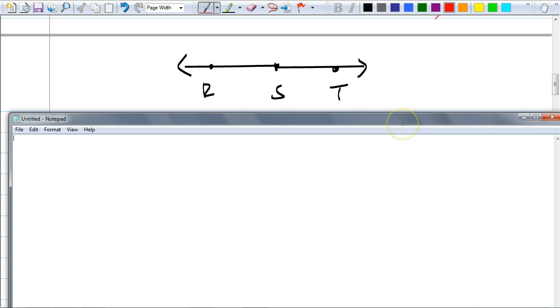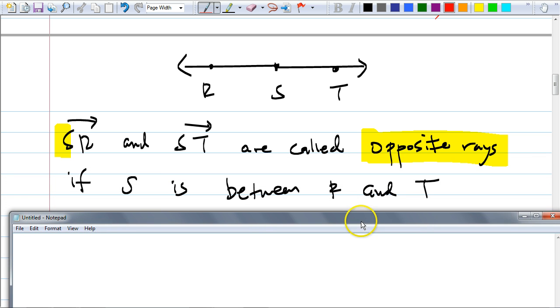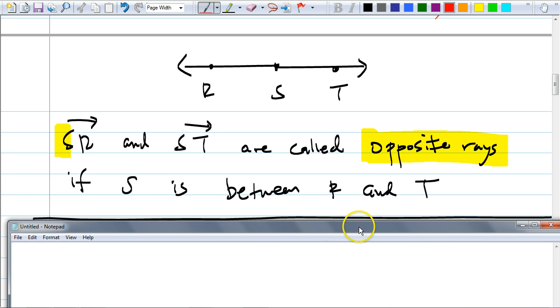Let's move on. Guys, what do you think this is? What does this look like? It's a line, of course, right? You could say line RS, line ST, line RT, or any order you want. The order doesn't matter. But another way of describing this is we could use opposite rays also. So same thing as a line. But I could also describe this as SR and ST are called opposite rays. If I'm talking about those two rays together, where they both have the endpoint at S, these are called opposite rays if S is between R and T.